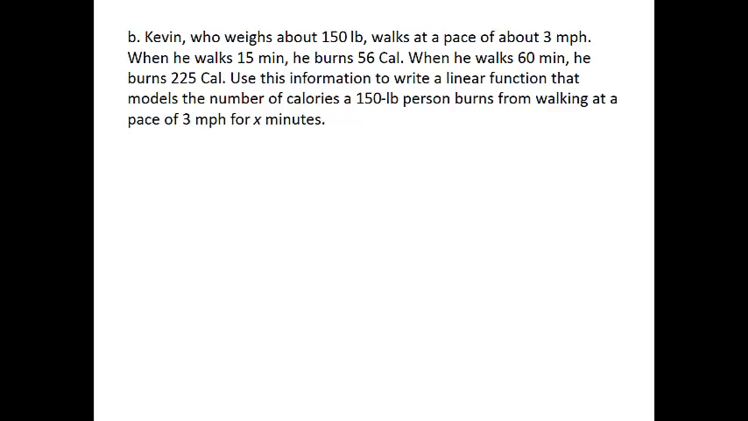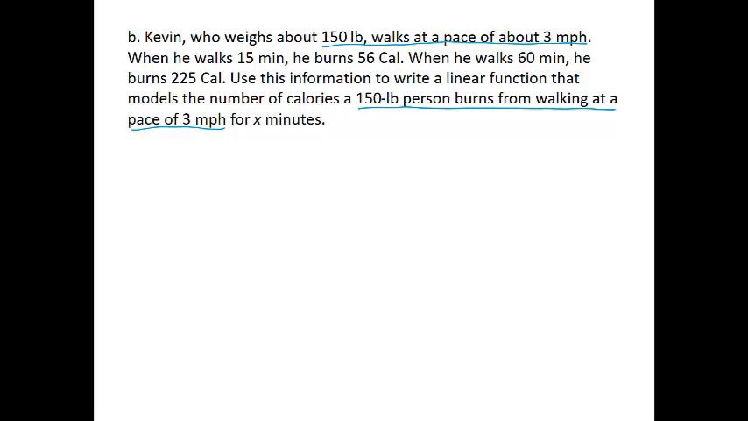So notice that Kevin, who weighs 150 pounds and walks at a pace of about 3 miles per hour, that expression comes up 2 times in the problem. And we really don't need to do anything with that. This is really just ensuring that the ordered pairs that we get pertain to the same scenario. And so this is just showing that the 2 pieces of data that we get are actually going to be used to model the exact situation that we need to describe.